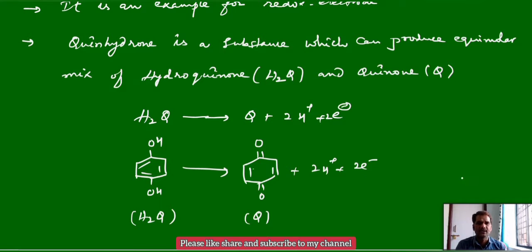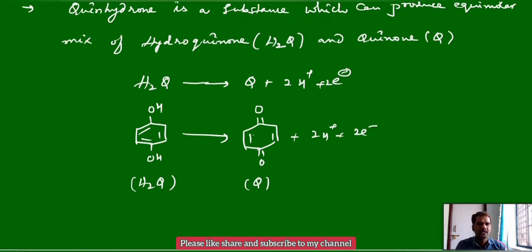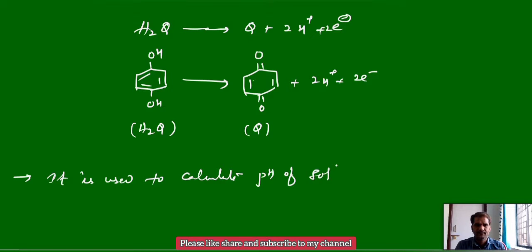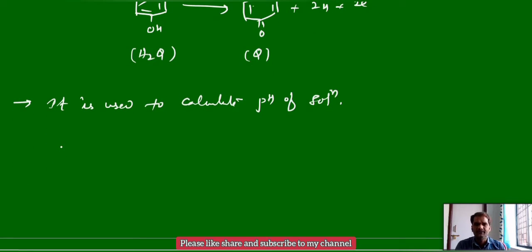And mostly this quinhydrone electrode is used to calculate the pH of the solution. So how is it? Let us take the cell representation for this hydroquinone if it acts as anode.